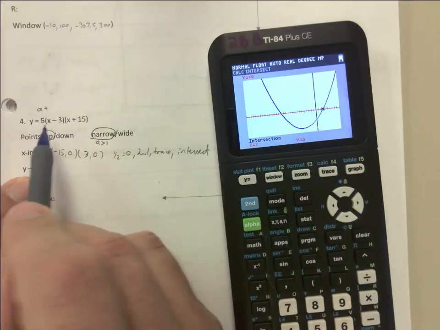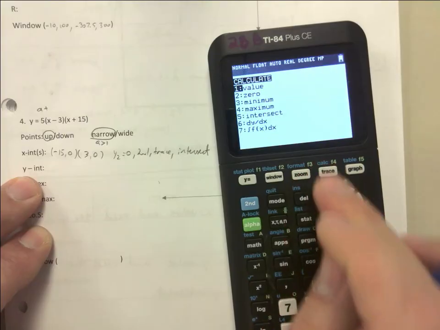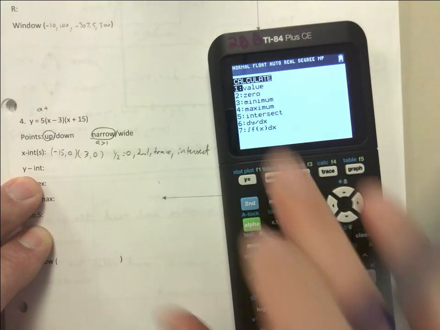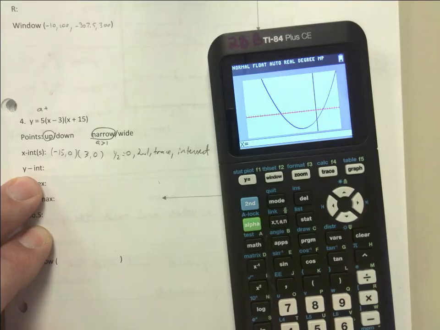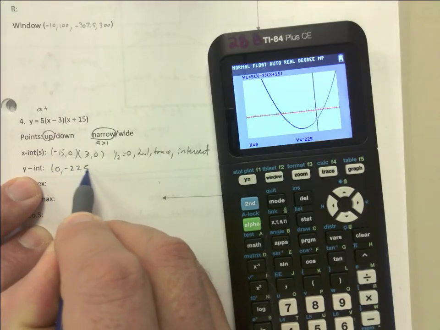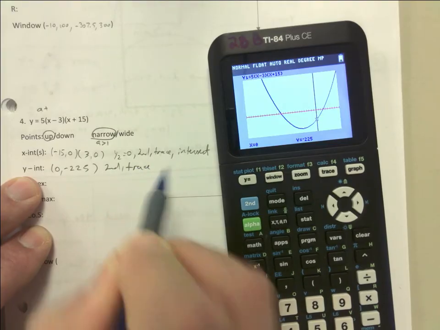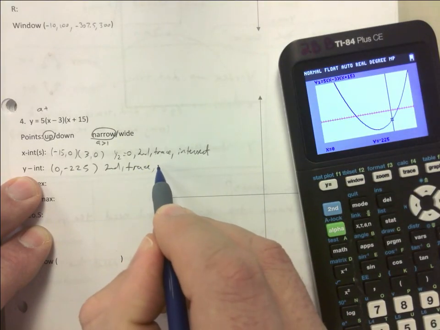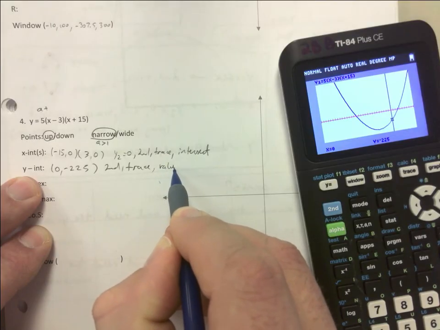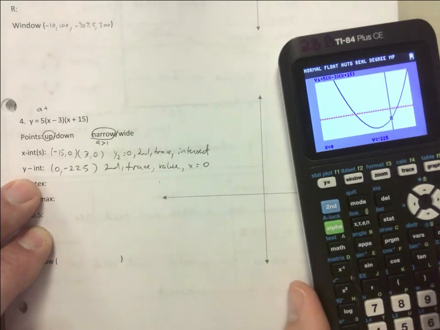Y-intercept. I can't just read it off of this because it's not in general form. So I'm going to use second trace value, like the very first option. I let x equal to 0. I hit enter. It's negative 225. I went second trace. That's when I'm going to ask you over and over again to give me the keystrokes. Okay, value, x is equal to 0. That's what I use there.